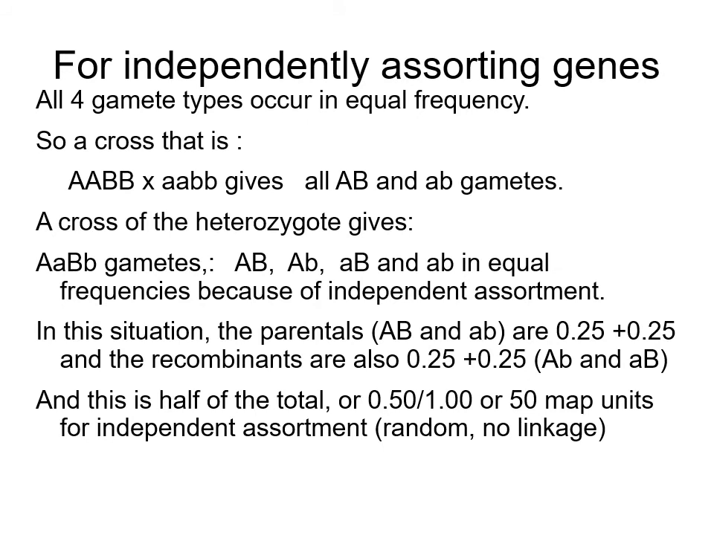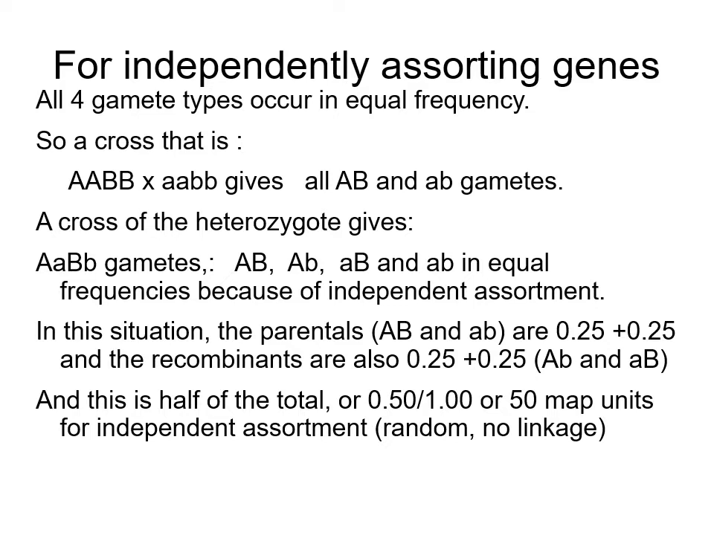Okay, so for independent assortment, consider the cross big A, big B times little a, little b. The big A, big B parent will give all big A, big B gametes, and the little a, little b parent will give all little a, little b gametes. But then you make a heterozygote from this, and of course you're now big A, little a, big B, little b. And when those individuals undergo meiosis, all four gamete types will be formed in equal frequency because of independent assortment.